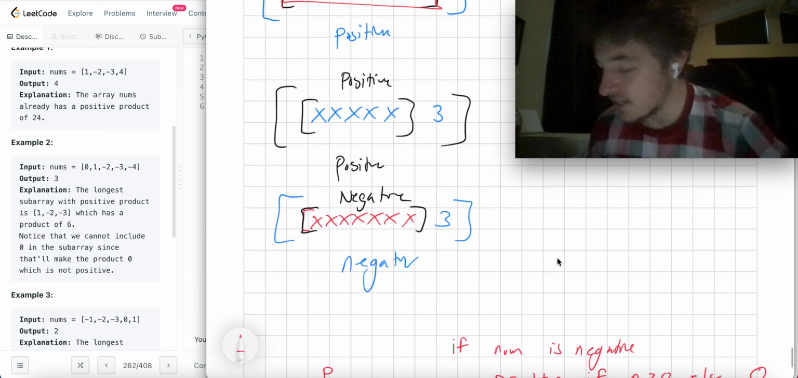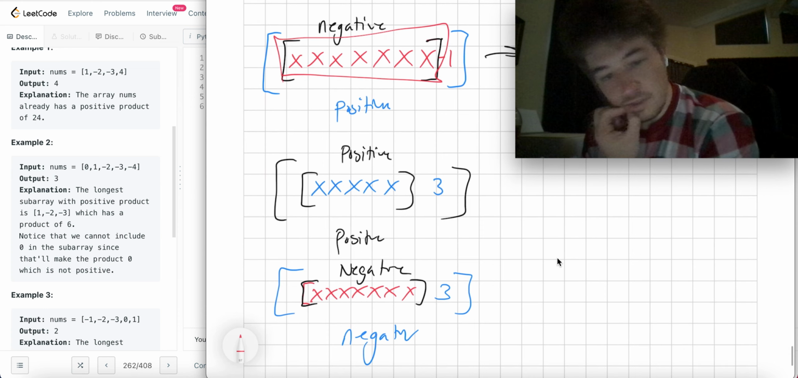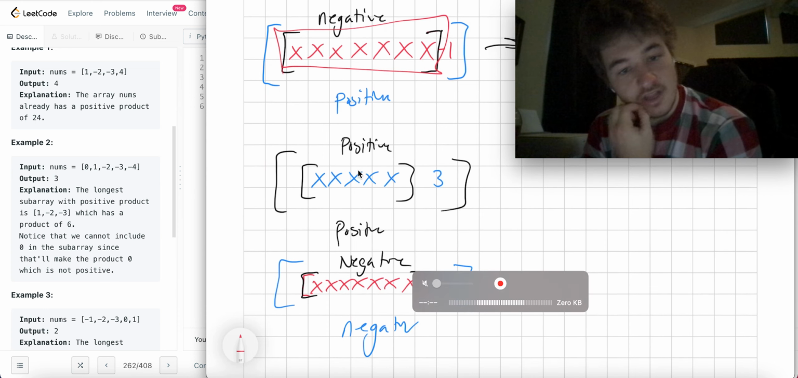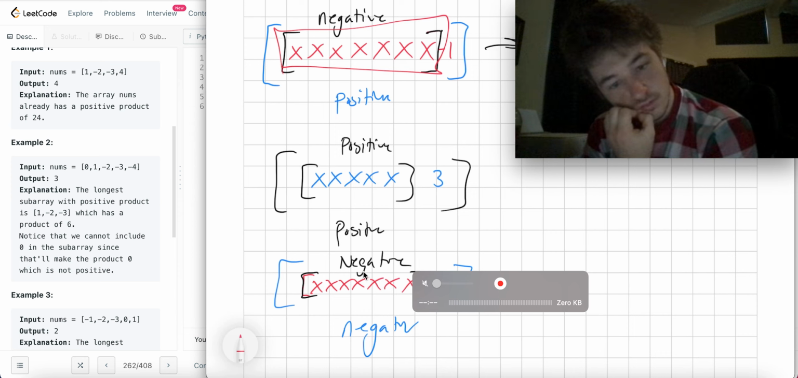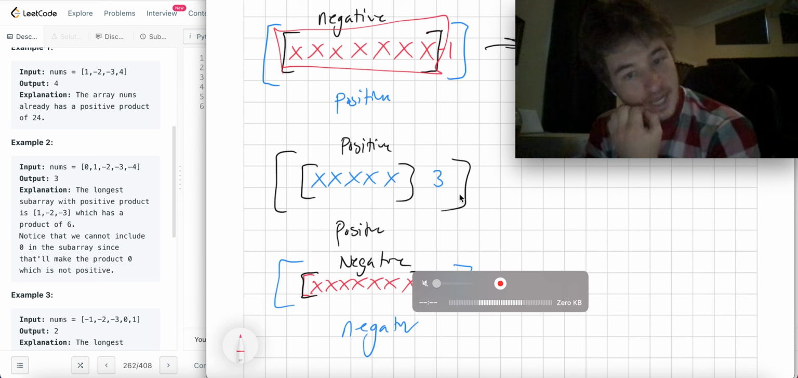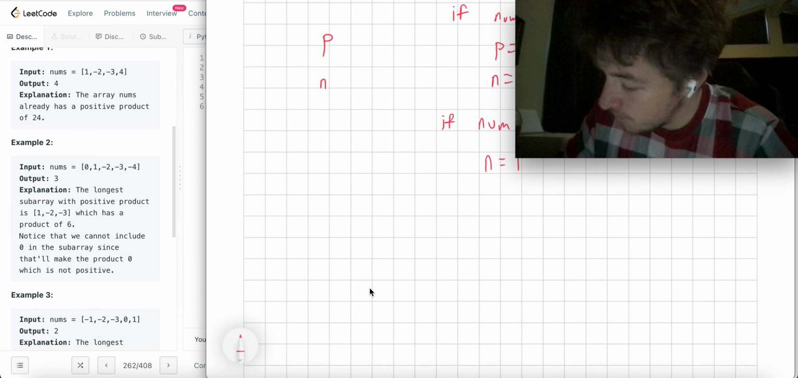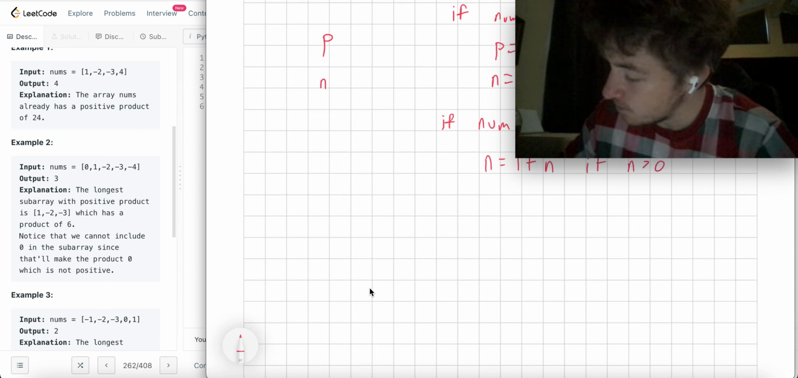Well, if the number is positive, we either attach ourselves to the longest positive or we attach ourselves to the longest negative. Because if it was negative, it'll stay negative. And if it was positive, it'll stay positive. But if this is the same case here, right? So negative equals 1 plus negative if negative is greater than 0, else 0.